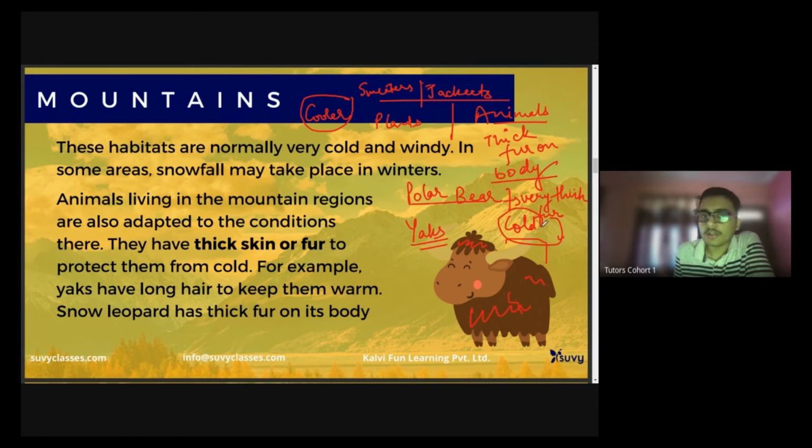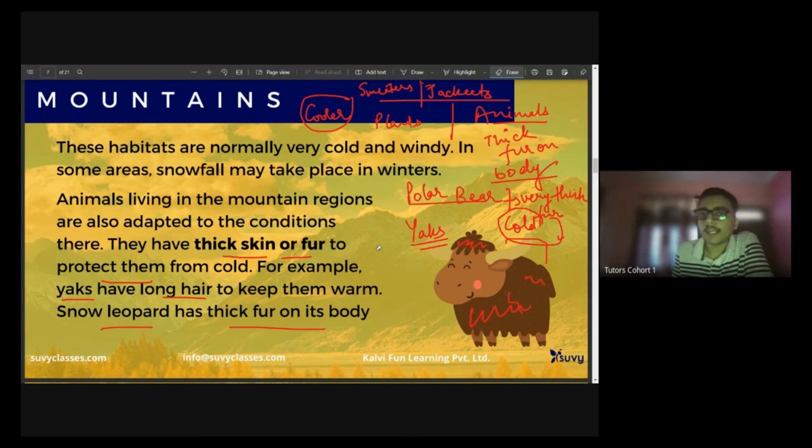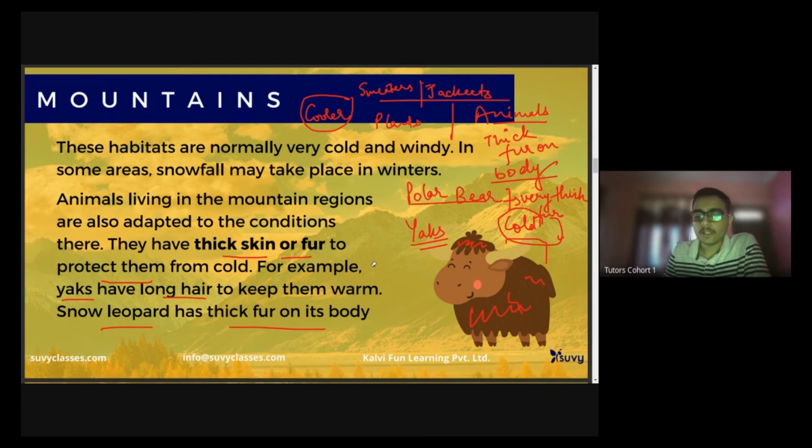That's about the plants, right? They have thick skin or fur to protect them from cold. Animals living in mountain regions are also adapted to the conditions. Snow leopards, and we talked about yaks. Their long hair keeps them warm. Snow leopards have thick fur on their body, so they are protected from the intense cold by the thick fur.